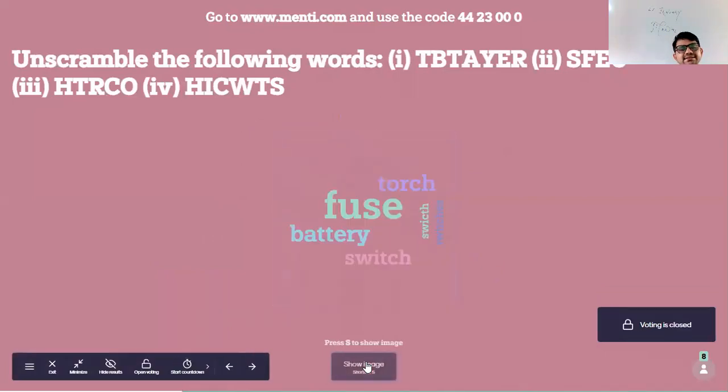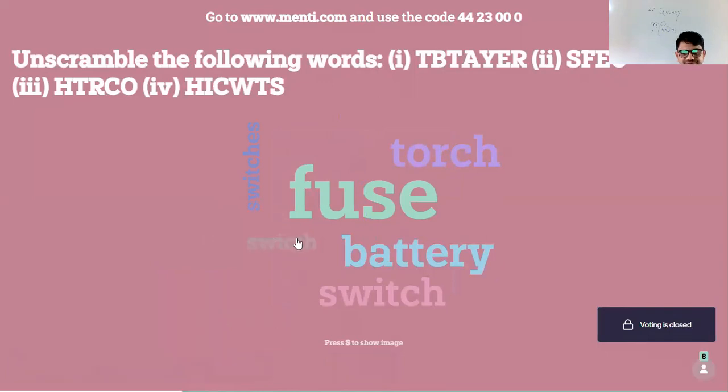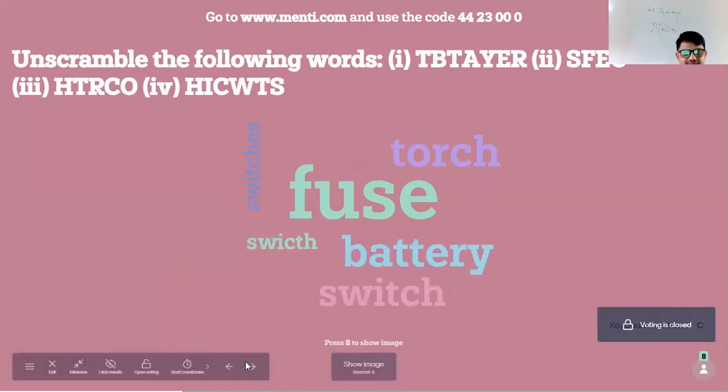So here are the answers. The unscrambled word for the first one is battery. For the second one, it is fuse. For the third, it is torch. For the fourth, it is switch. Okay. Let's move to the next.